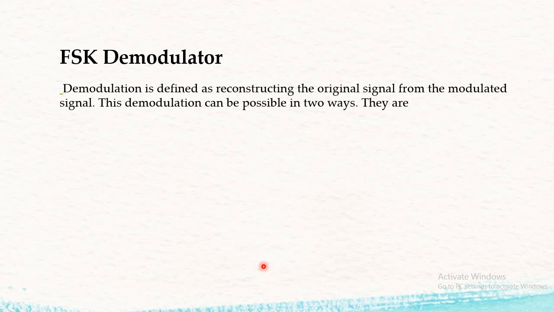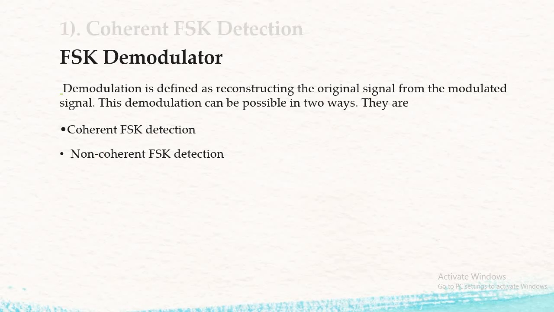FSK demodulator. Demodulation is defined as reconstructing the original signal from the modulated signal. This demodulation can be done in two ways. They are coherent FSK detection and non-coherent detection. In coherent detection, your input signal or the transmitted signal and the receiver signals have the same carrier frequency, or it is also called synchronous detection. Non-coherent is an asynchronous detection.